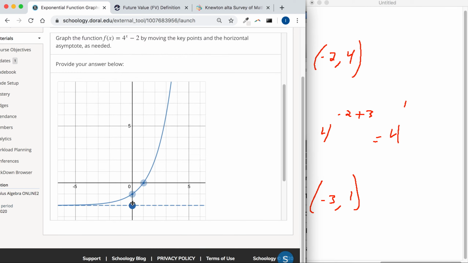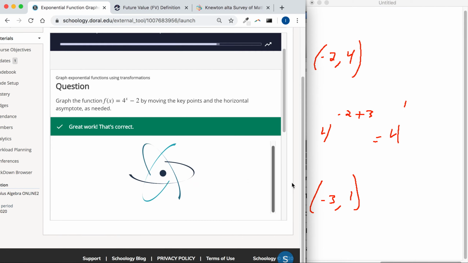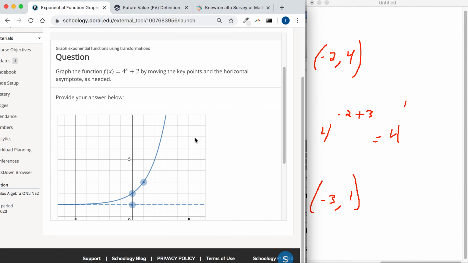-2 is as low as we can go. If you plug in 0 for x, 4 to the 0 is 1. That gives us -1. So that works out. And if you plug in 1, 4 to the first is 4. 4 minus 2 makes 2. So I think that should be up there. I did that really fast. Hopefully I got it.